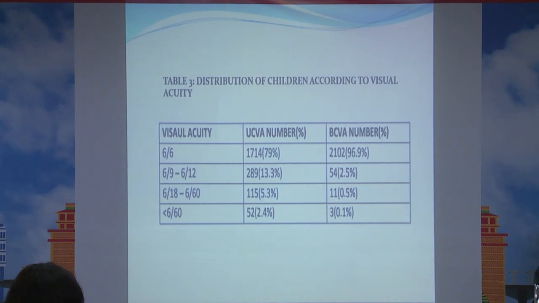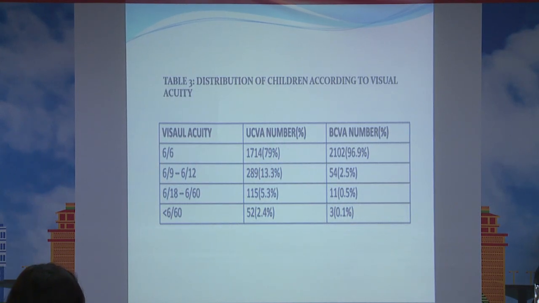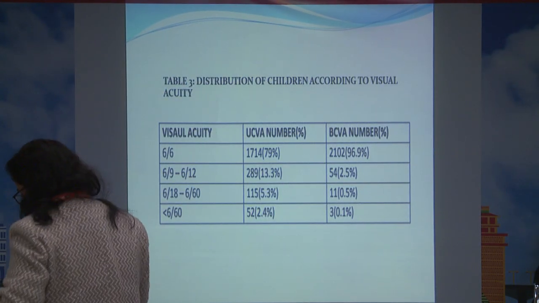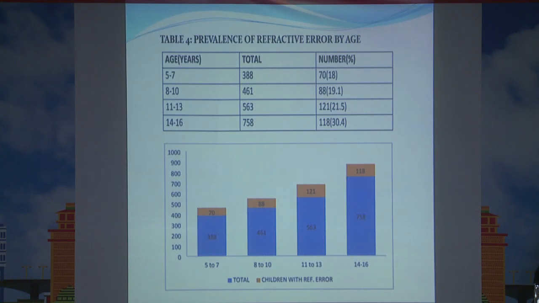And this shows the distribution of children according to the visual acuity. In the 6 by 6, UCVA is 79%, while BCVA about 96.9%. In 6 by 9 to 6 by 12 group, UCVA 13.3% and the BCVA 2.5%. In 6 by 18 to 6 by 60 is UCVA 5.3% and the BCVA 0.5%, and less than 6 by 60 in the UCVA 2.4% and the BCVA 0.1%.